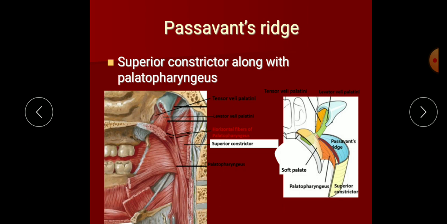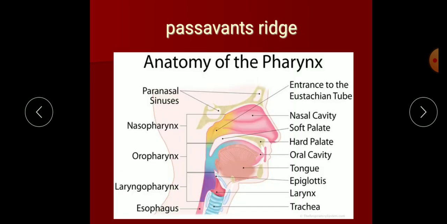So this is your palatopharyngeus. This is the soft palate. What you see here is the soft palate, and this muscle coming down is the palatopharyngeus. This palatopharyngeus along with the superior constrictor forms the Passavant's ridge. So what is the purpose of such a ridge there? You must be thinking, what is this Passavant's ridge? Some more details about Passavant's ridge you should be able to say.